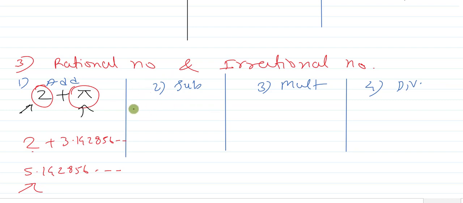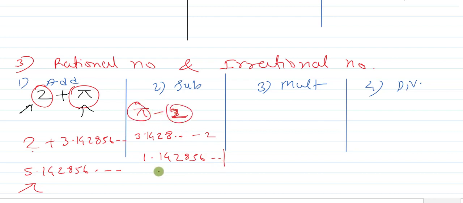Same for the subtraction. So what I will write? Pi minus 2. What is the value of pi? Same. Minus 2. It will be 1.142856 and so on. That is again, subtraction of a rational number and an irrational number is an irrational number.